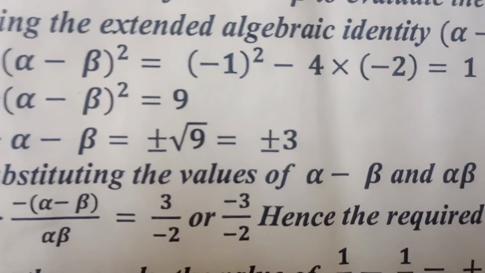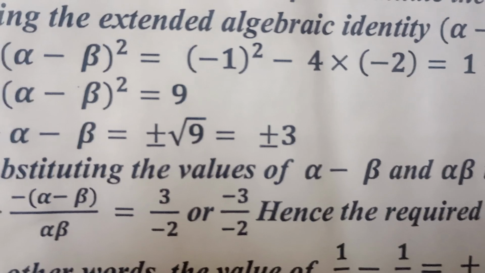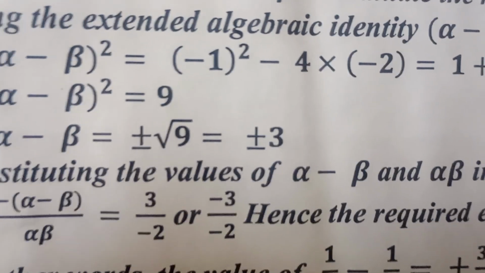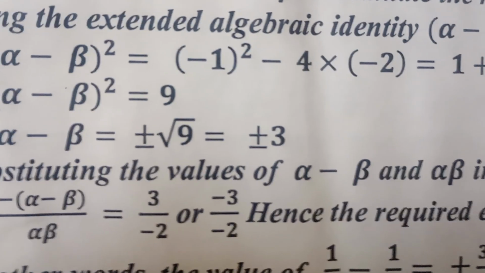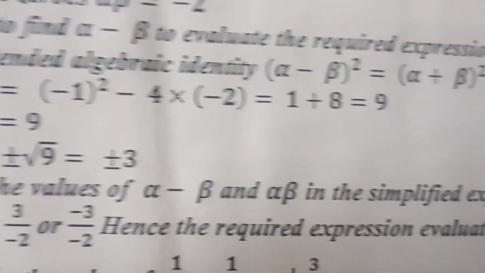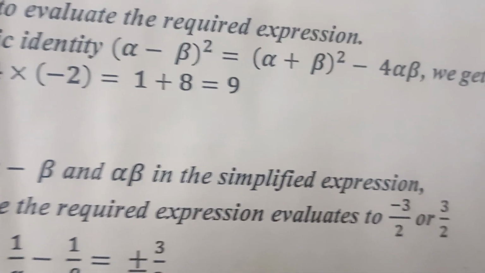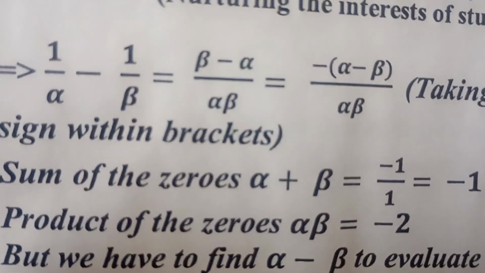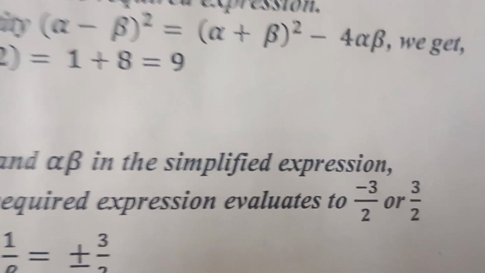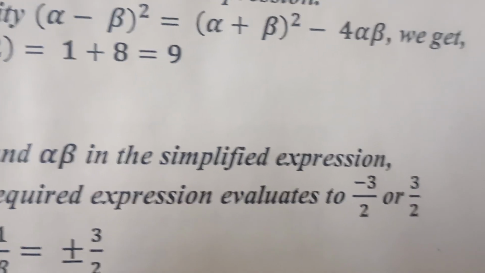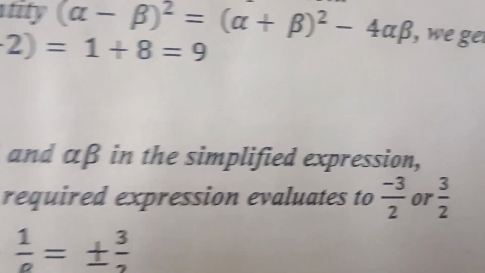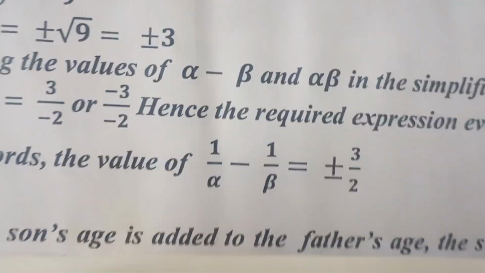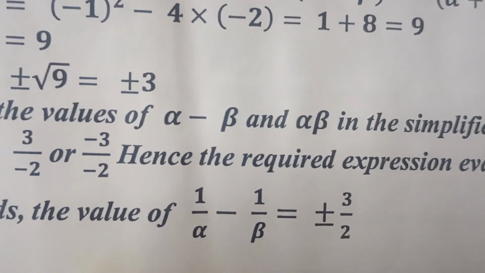So we have two values. Either it is minus 3 by 2 or 3 by 2. You can have any one of these two values. This is the required value. The given expression, what we need is 1 by alpha minus 1 by beta, evaluates to either minus 3 by 2 or 3 by 2, which is the required answer.